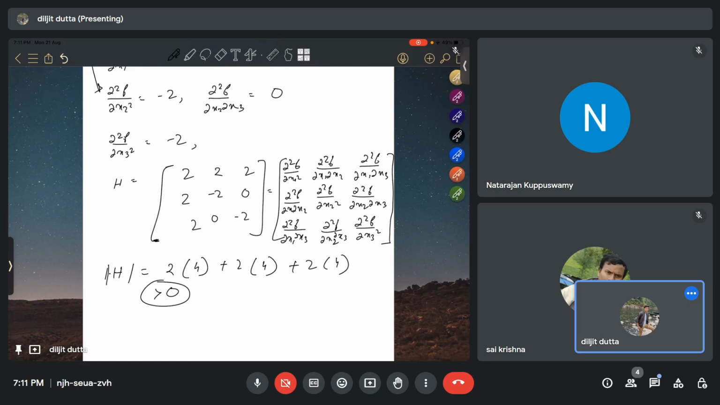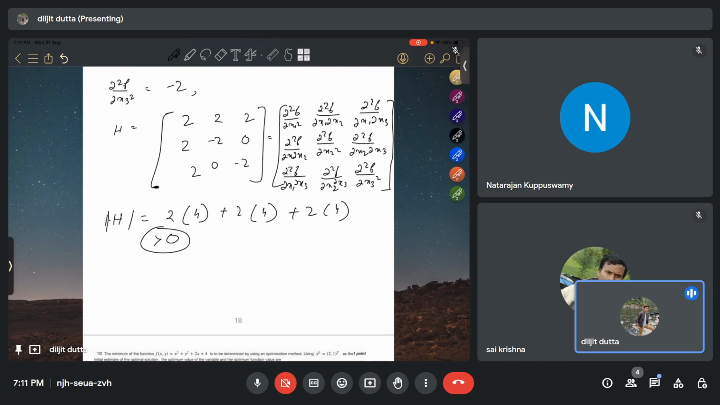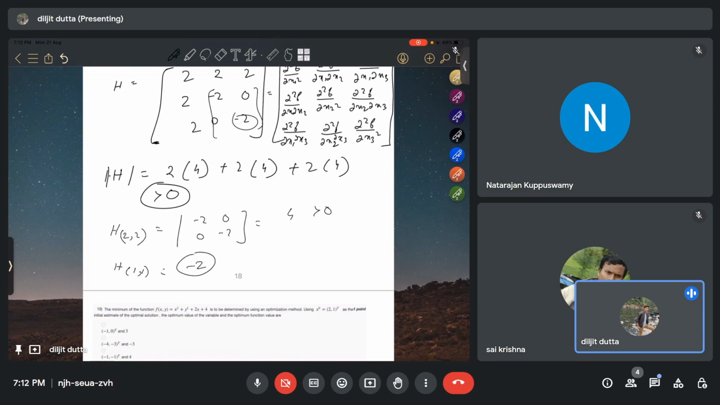Okay, sorry. For positive definite, you have to see all the determinants, right? This is the 3 by 3 determinant. Now we have to see the second, the H 2 by 2. For the 2 by 2 determinants we have to see the principal ones. So it will be the determinant of this function, which is equal to 4. This is also greater than 0. But when you get to H 1 comma 1, it will be minus 2. Since this value is minus 2, this is less than 0. So H is not positive definite. So the function is not a convex function.